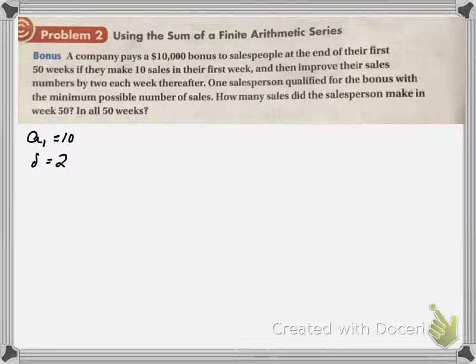Okay, so let's use that to find the 50th term. So let's find the a sub n, or a sub 50. Remember from a couple days ago, that's a1, which is 10, plus n minus 1, 50 minus 1, times our common difference, which is 2. Plug in a calculator, you end up with 108. So that's how many sales they'll make in the 50th week.